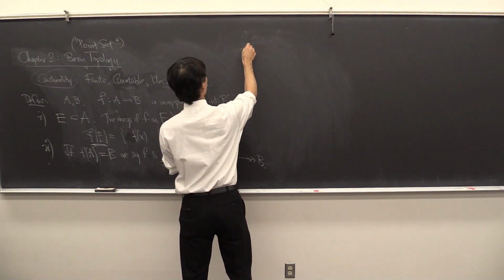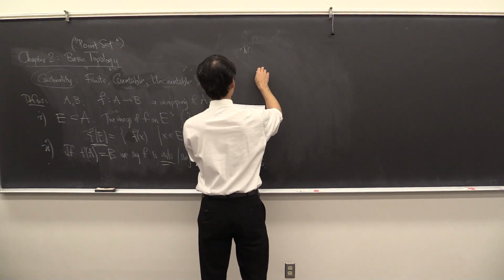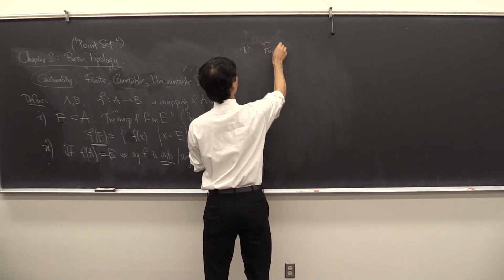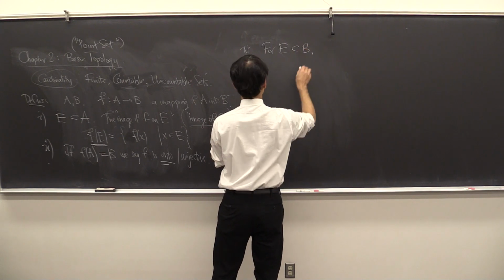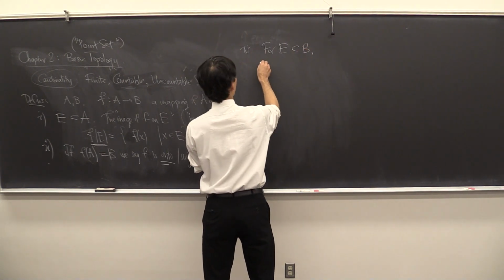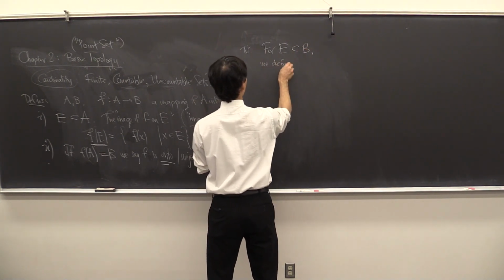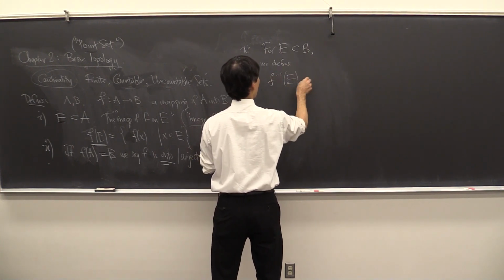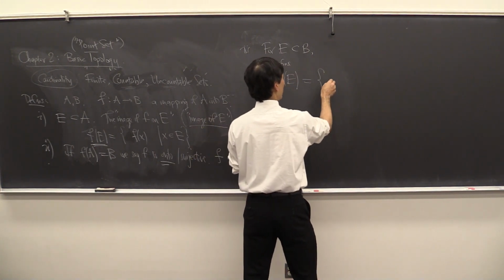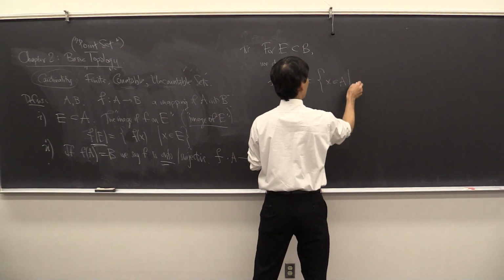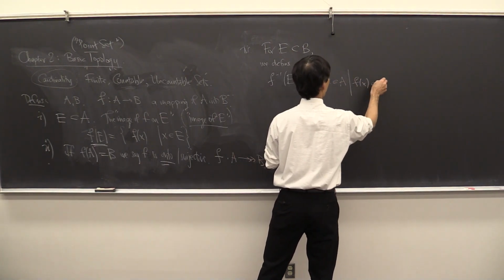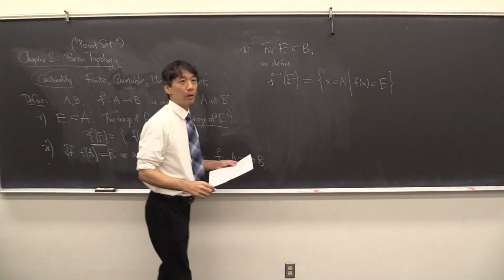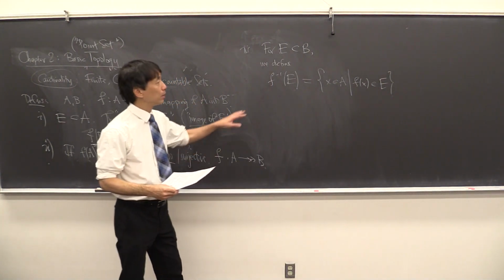Definition 3. For E, a subset of B, we define f inverse E as everything in A that goes into E. Okay, makes sense?